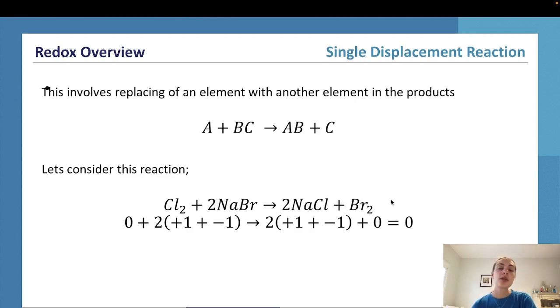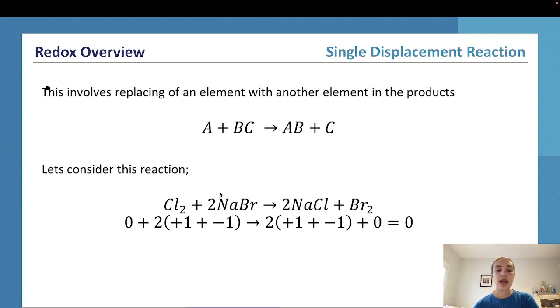The next reaction we're going to look at is a single displacement reaction. So a single displacement reaction involves the replacement of one element with another element within those products. So we could consider if we have A plus BC, we do a swap over and we end up with AB plus C.